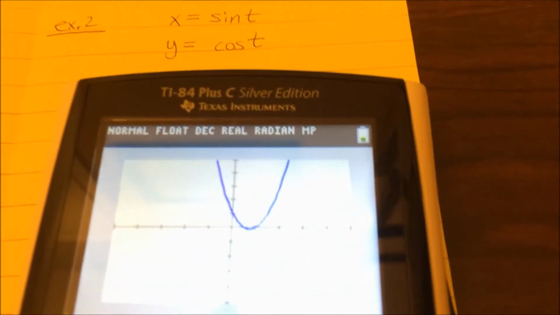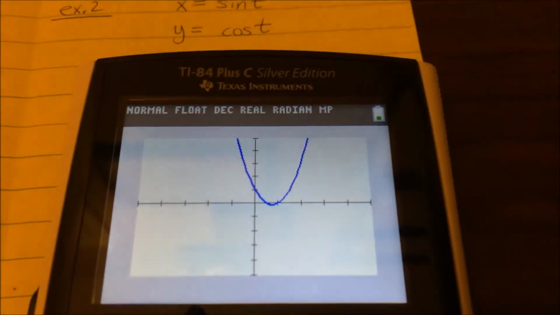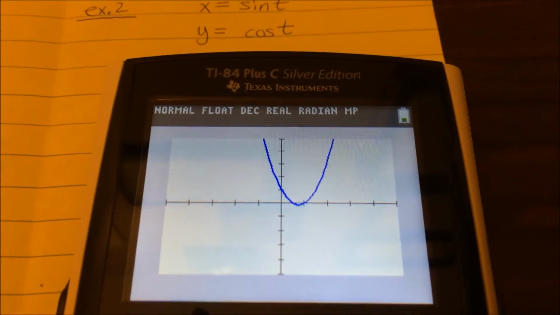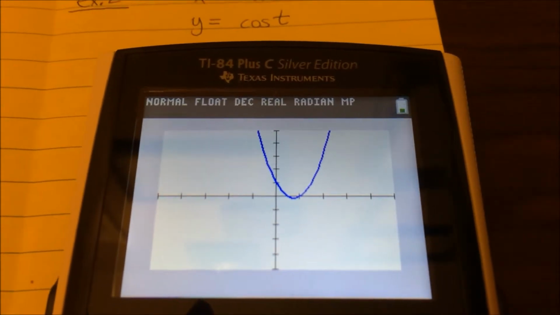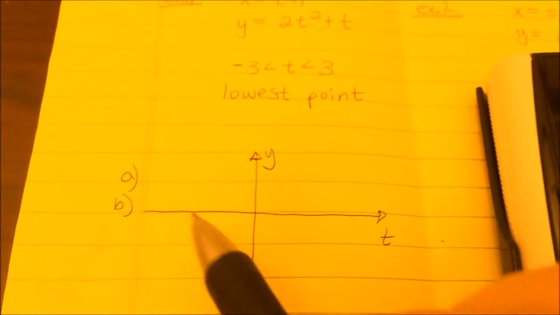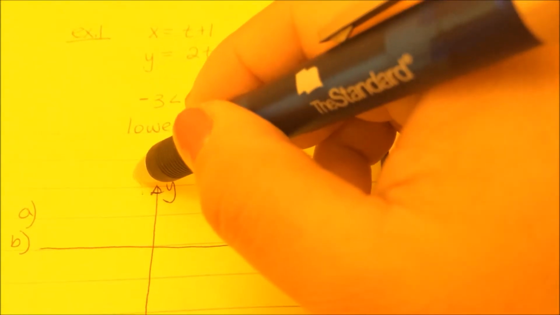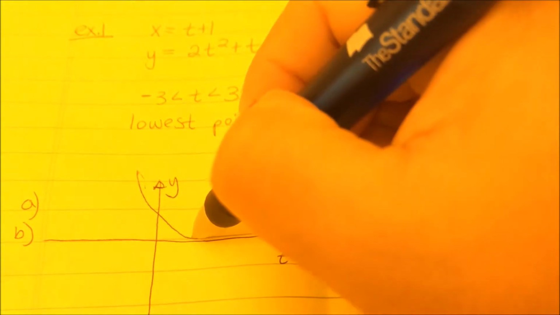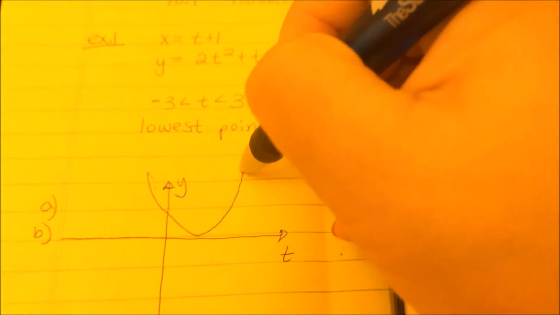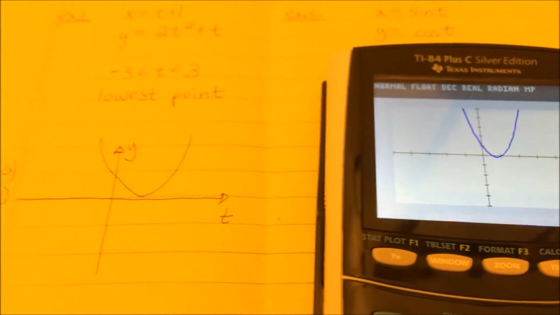Okay, so that's the graph. It looks like a regular parabola, and you're probably thinking, no big deal, okay? So that's what it is in this case. So part A will be sketching that graph. So I'm just going to sketch the parabola, something like this. And there, okay? Now, part B, pay attention to part B.